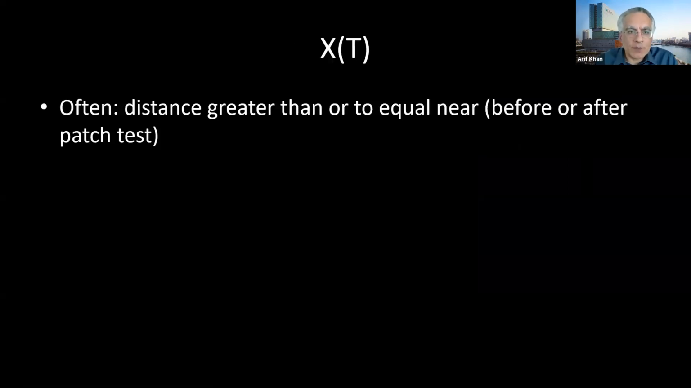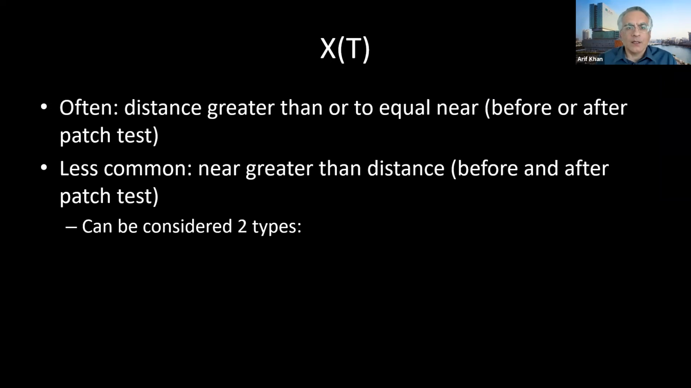So in exotropia, often, as I just said, the distance is greater than or equal to the near. And usually if they're the same, you do a patch test, then the distance becomes more. That's the typical situation. Less common, we have the near greater than the distance, which is what we have in this girl. And when we have the near greater than the distance, there are two types.